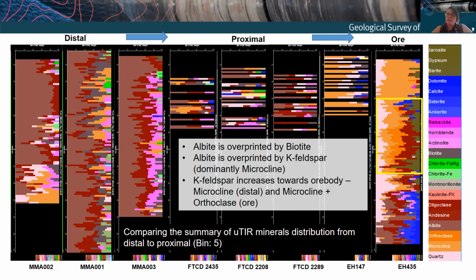And also the K feldspar is different. One thing that we found by this sort of work, as you dug a bit deeper, is that predominantly it's microcline in the distal areas, but then you have a compositional change. You also have orthoclase coming in as well, and that's in the darker orange colour.